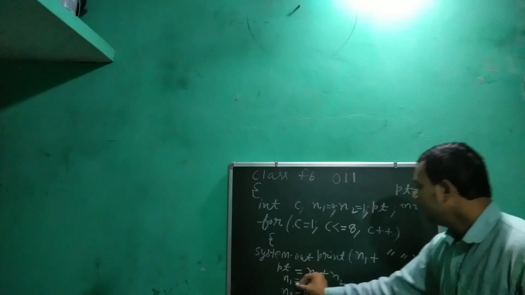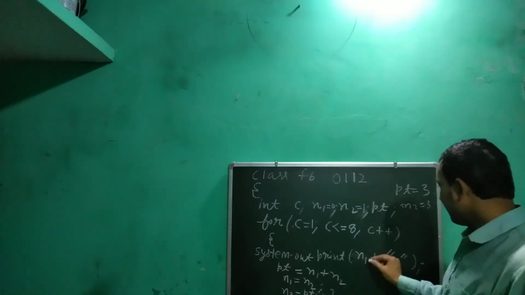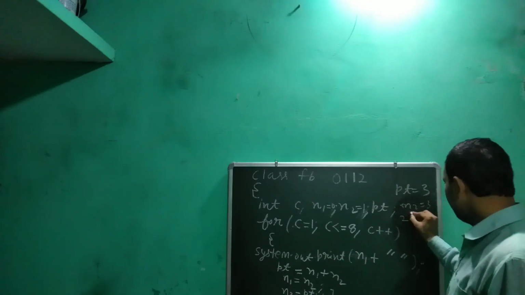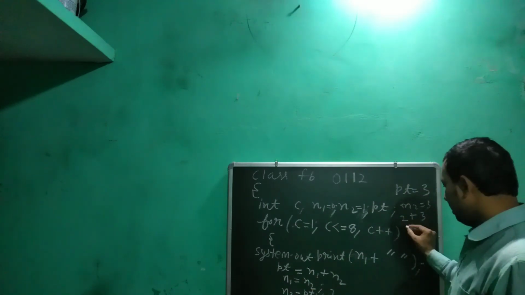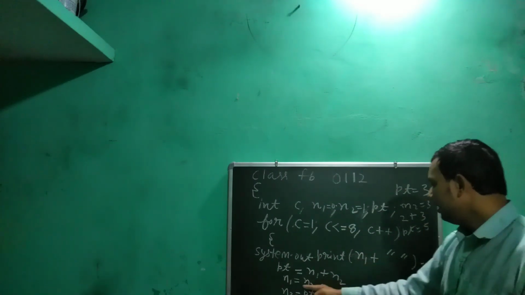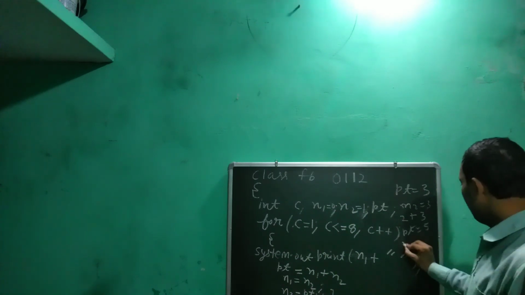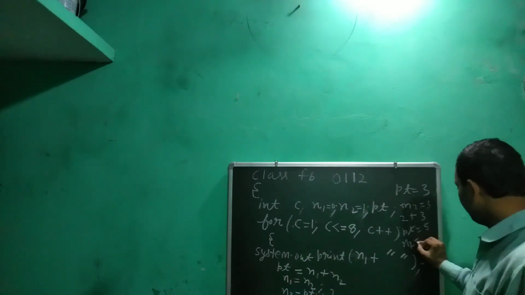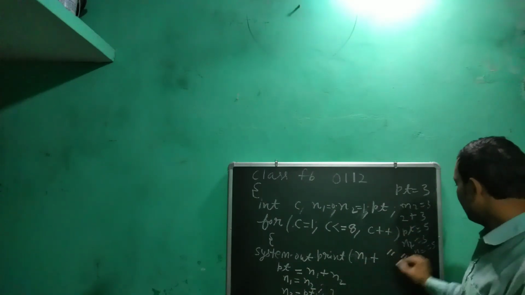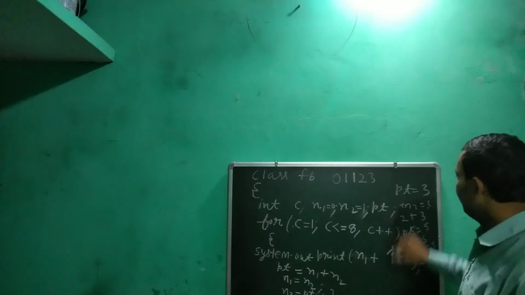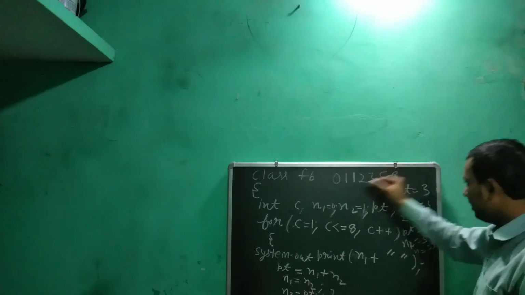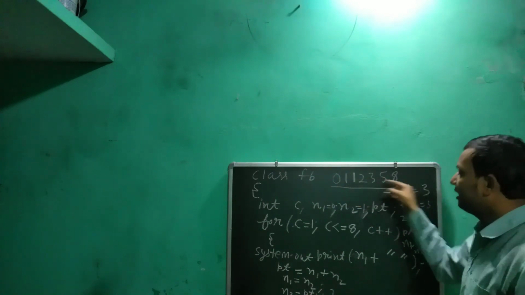What is the value of N1? It is 2. After printing 2, the value of N1 is 2 and the value of N2 is 3. Then 2 plus 3 gives PT 5. But N2 has to be stored in N1. Now N1 becomes 3 and N2 becomes 5. C++, 5. 3 will be printed, next time 5 will be printed, and 8 will be printed. In this way it will be printed up to only 8 terms.